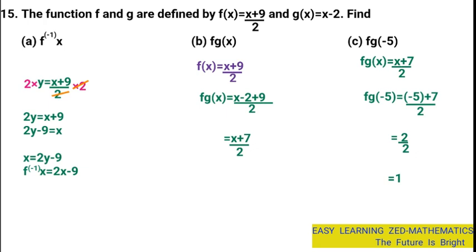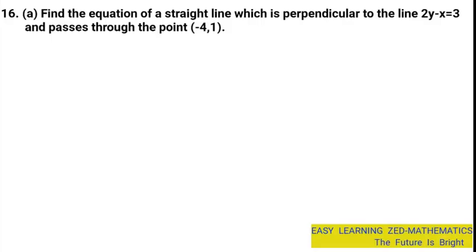Okay, let's go to question number 16. Question 16a was as follows. Find the equation of a straight line which is perpendicular to the line 2y minus x is equal to 3 and passes through the point -4, 1. So we need to find the equation of a line which is perpendicular to the line 2y minus x is equal to 3, and it passes through the point -4, 1.